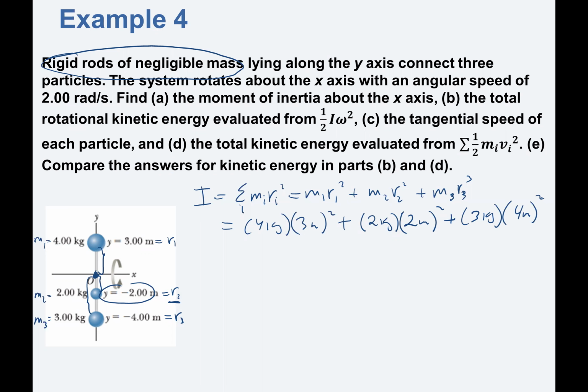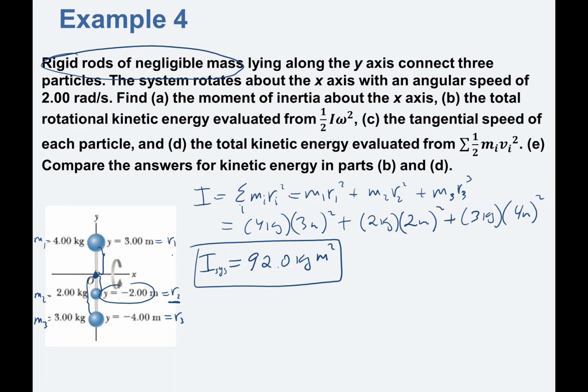That means what I can do here is just add them all together to find the moment of inertia of my system. And if I add all of those together, I'm going to get 92 kilogram meter squared. That means the units for the moment of inertia are kilograms times meter squared. And that means my system has a moment of inertia of 92 kilogram meter squared.